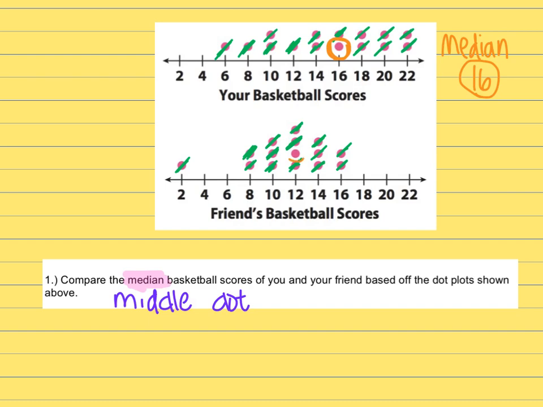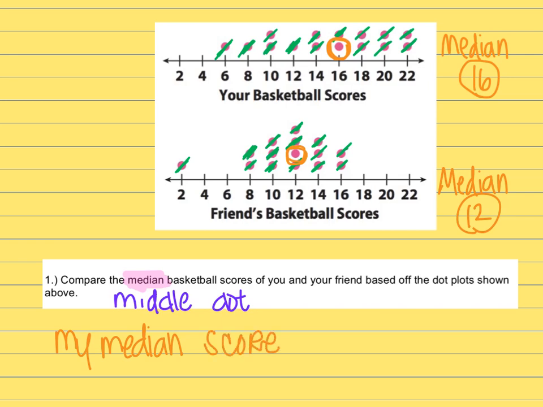So my friend's median, or middle, is that dot, which is above the 12. So my friend has a median score of 12. When I compare these, I could say my median score is higher than my friend's. My median score is 16. My median score is higher than my friend's.